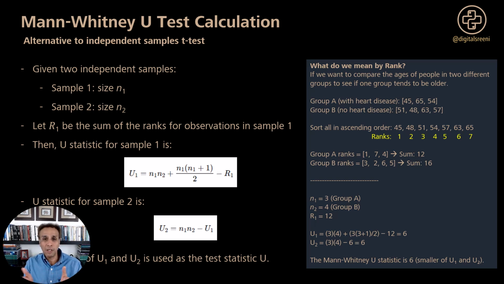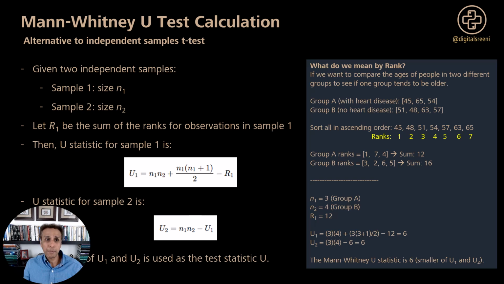You just sum all of those, you get 12. Group B, you sum all of those, you get 16. And that's exactly what R1 on the left-hand side means, the sum of ranks for observations in sample 1. So if you do this, now our N1 equals 3, N2 equals 4, and the total sum of ranks for sample 1 is 12, and you plug that into your equation, you get U1 is 6, and U2, in this example, we get the same value for U1 and U2, but obviously it will be different on real data sets. So in this case, for this specific data, the Mann-Whitney U statistic is 6.